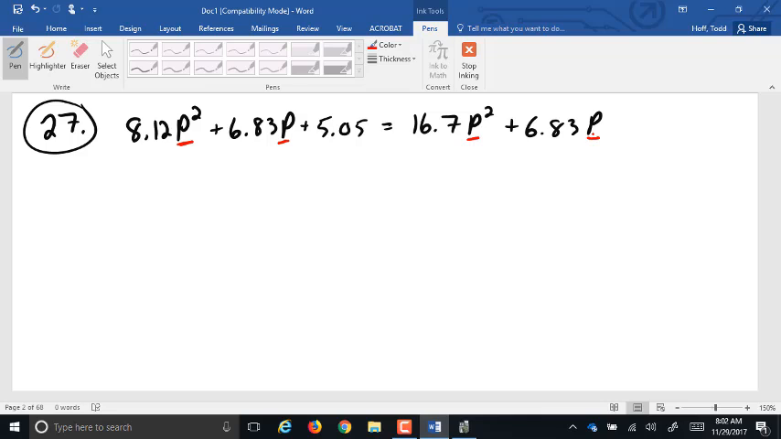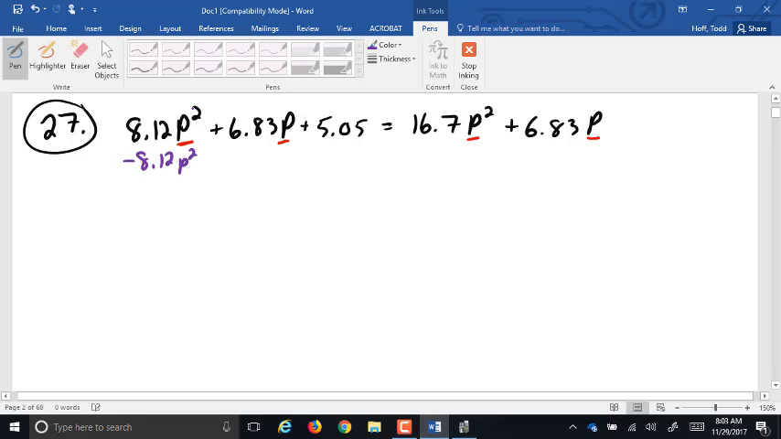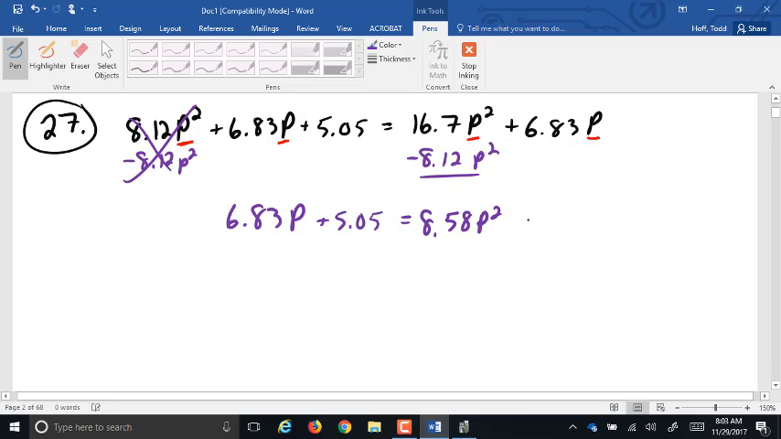So when we run into this, we're going to try to simplify it as much as we can and see if anything cancels out and disappears and makes it simpler and more possible for us to solve it. So here I've got a p squared on each side. I'm going to get rid of one of them. I'm going to get rid of this one's the smaller one. So I'm going to subtract 8.12p squared. So over here I still have the 6.83p plus 5.05 equals 16.7 minus 8.12 is 8.58 p squared.